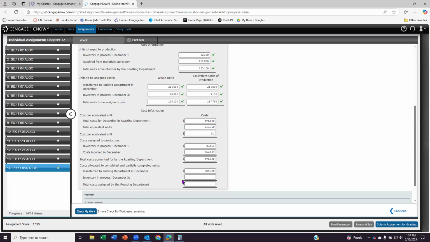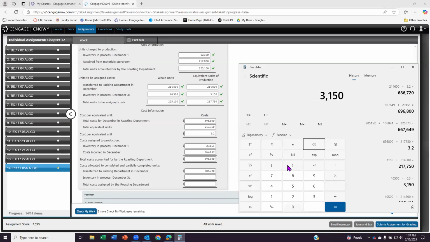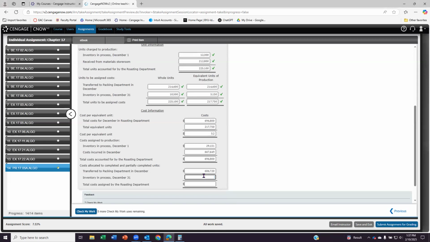And then our inventory in process on December 31st, again, we figured out the equivalent units, right? There's actually 10,500 whole units, but because they're only 30% done, it's 3,150 equivalent units. So we use that 3,150 equivalent units times a cost of 3.2 per equivalent unit gives us 10,080.